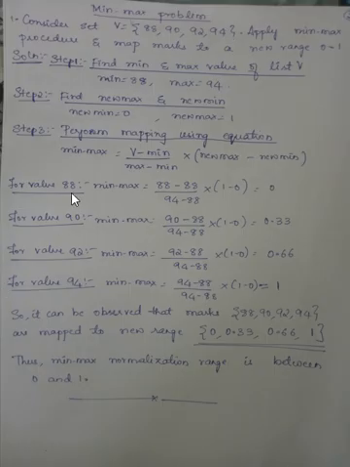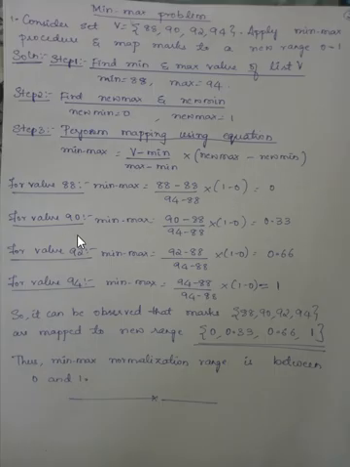So for the value 88, what is the new value? Basically at the end of this you should have the values calculated between the range of 0 to 1. So for value 88, the new value would be: V is 88, minus the minimum value 88, divided by max minus min. Max is 94, substitute, minus 88, into new max 1, new min 0. So you get the value as 0.